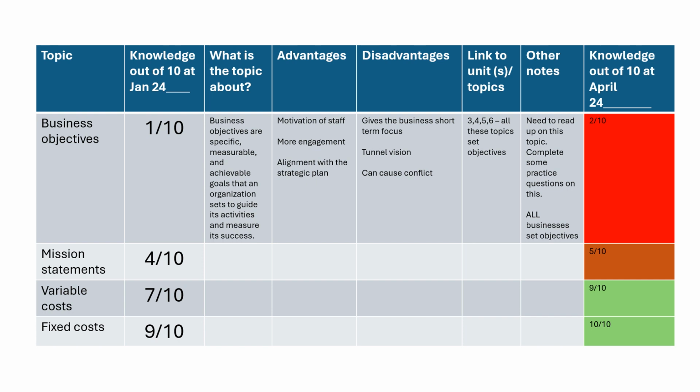I've shaded it red because obviously alarm bells are ringing. That's an area I really need to focus on because it's still 2 out of 10. And then of course you've got mission statements, variable costs, fixed costs and what have you. And if those topics at a later point in time are green, or amber, as in the case of mission statements, it helps you to clearly identify where that revision really needs to start.